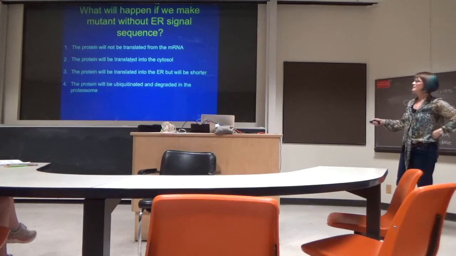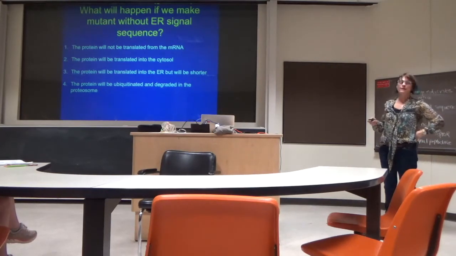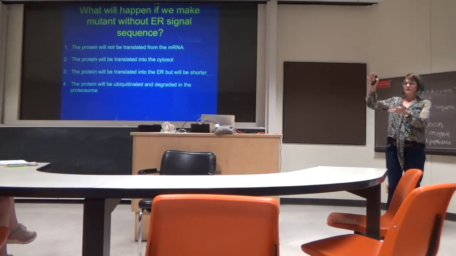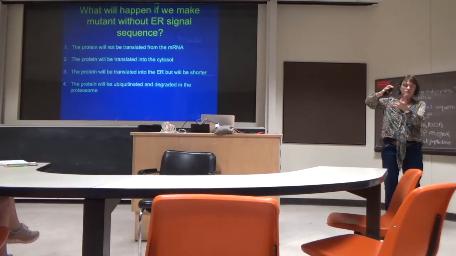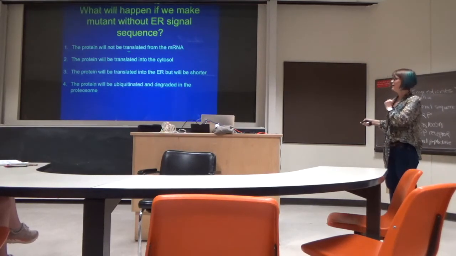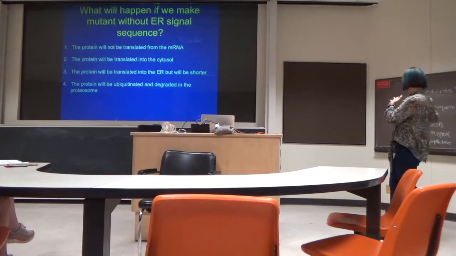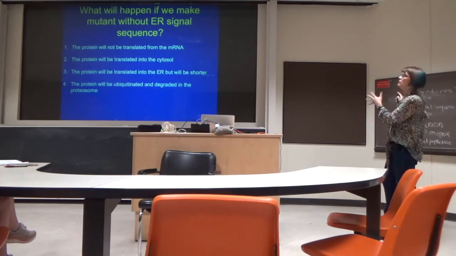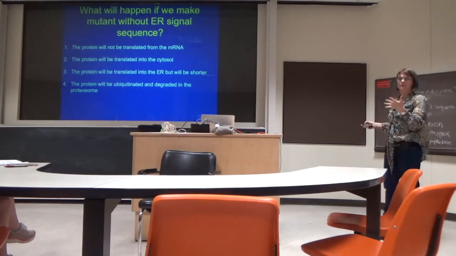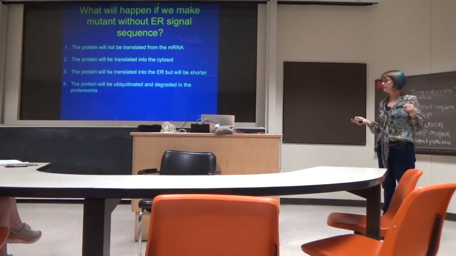So would the protein be translated from the messenger RNA? Yes, it would, and most of you realize that, because the information's still there for the ribosome to dock on. The protein's going to start being translated. It's just going to lack that ER signal sequence. And without an ER signal sequence, SRP wouldn't bind, that whole thing wouldn't happen. It won't be translated into ER, but be shorter because it lacks the ER signal sequence.